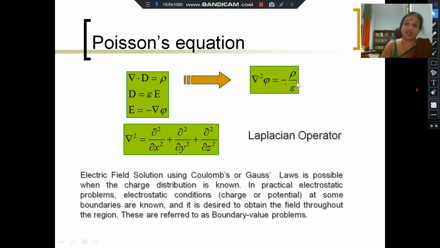Rho is the free volume charge density inside a dielectric volume. It does not take into account any bound charges. If there are no free charges inside the volume of the dielectric, if charge density is 0, Poisson's equation reduces to Laplace's equation, which is del square phi equal to 0. So the electric field solution within a dielectric material can be obtained by solving Laplace's or Poisson's equation.